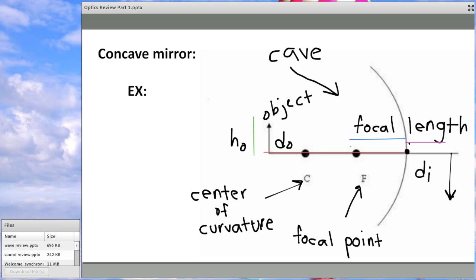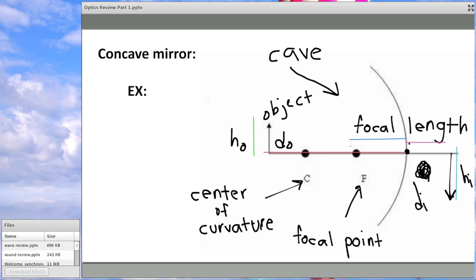Now this is going to be your image height. Oh, I called that DI. I was coughing. Oh yeah, that is DI. That's your image distance, and then this is your HI.